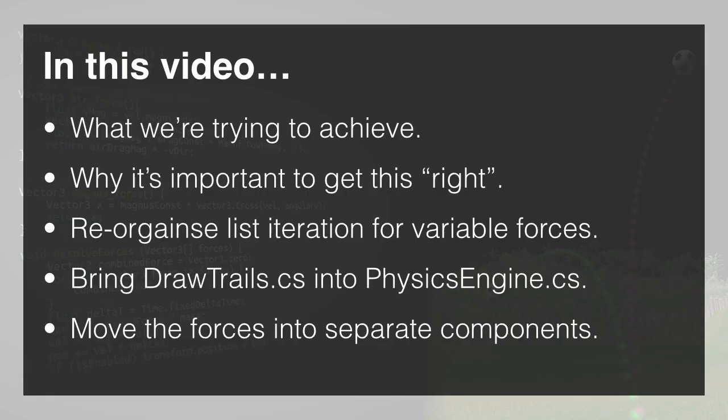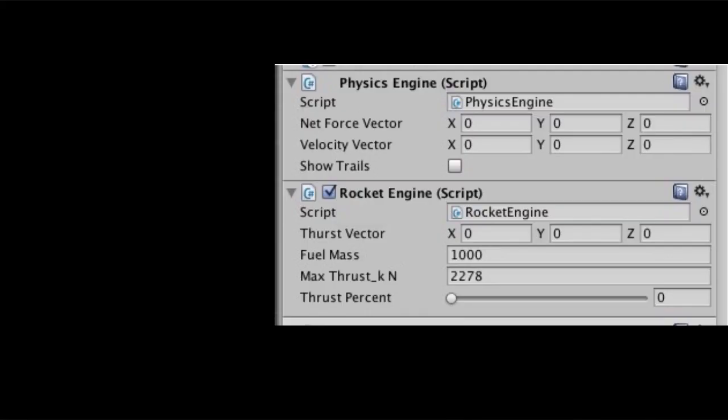What are we going to do in this video? We're going to tell you what we're trying to achieve. In essence, we're trying to achieve this. Look at the screenshot of the inspector on the right. We're heading towards a much simpler system where the physics engine is only responsible for displaying things, including the trails, and then separate forces, whether they be rocket forces or air drags or whatever they are, come in as separate components like that. So that's what we're heading towards.